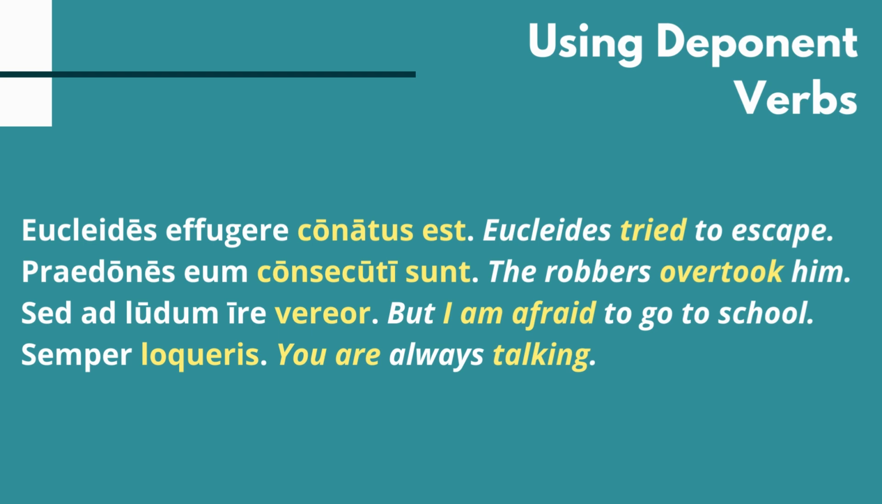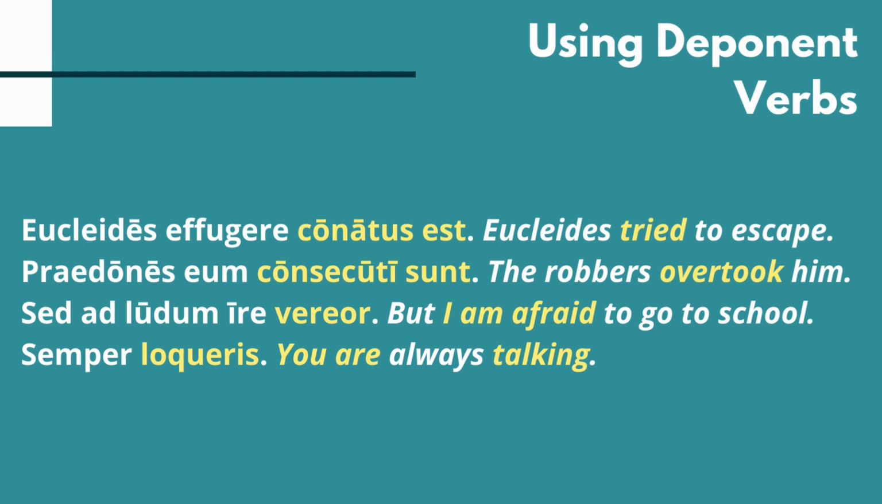In the third one, we have verior. Sed ad ludem ire verior. Now here, we have what looks like a present tense passive voice verb, which is true, except translated actively. So instead of I am being afraid, which really wouldn't make sense, you're going to say I am afraid. Active voice, okay? I'm afraid ire, to go ad ludem, to school.